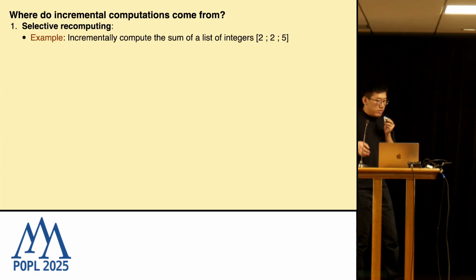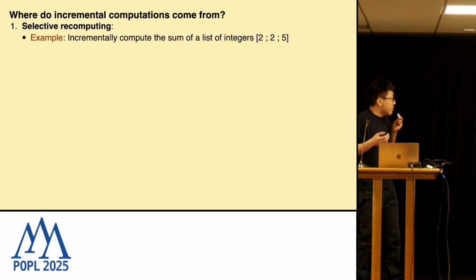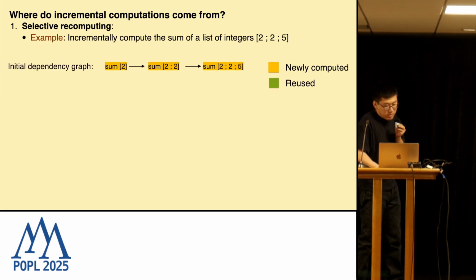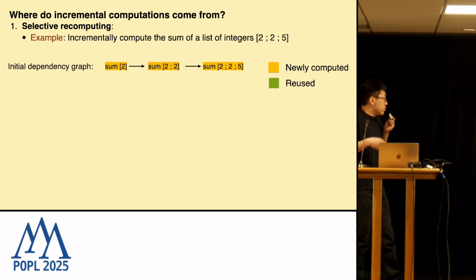Here is a tiny example. Suppose we want to incrementally compute the sum of a list of integers using folding. If we use the selective recomputing approach, it will first build a dependency graph of the computation, where sum 2 to 5 relies on sum 2 to 2, and sum 2 to 2 relies on sum 2. I use the yellow color to denote the newly computed results in incremental computation, and as this is just the first computation, everything is newly computed.